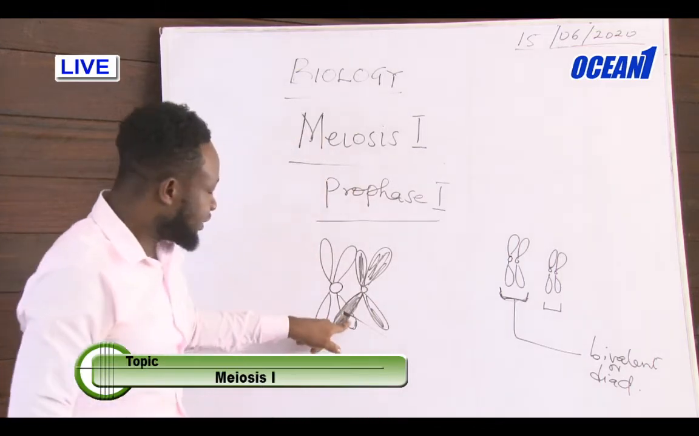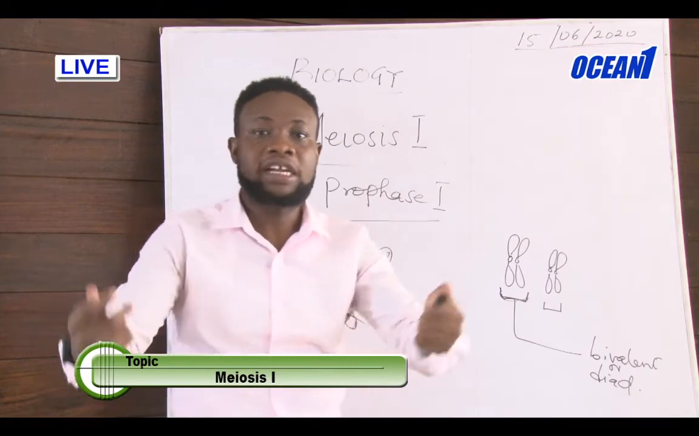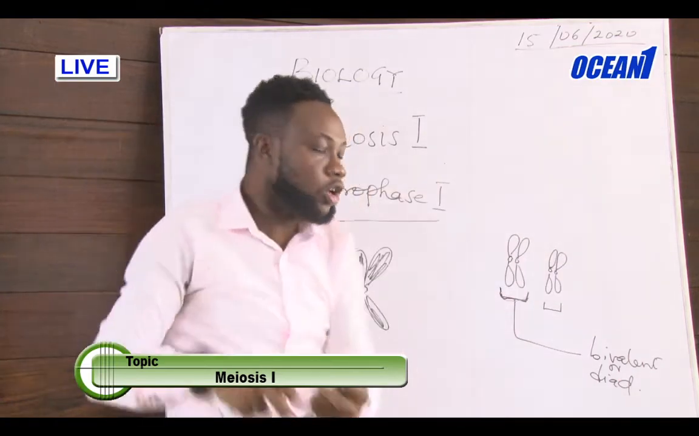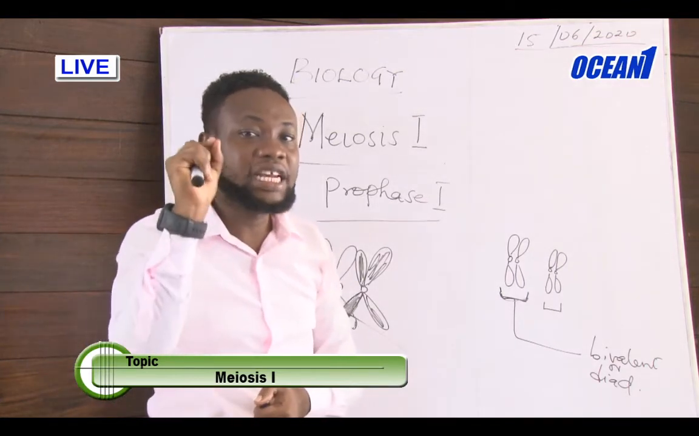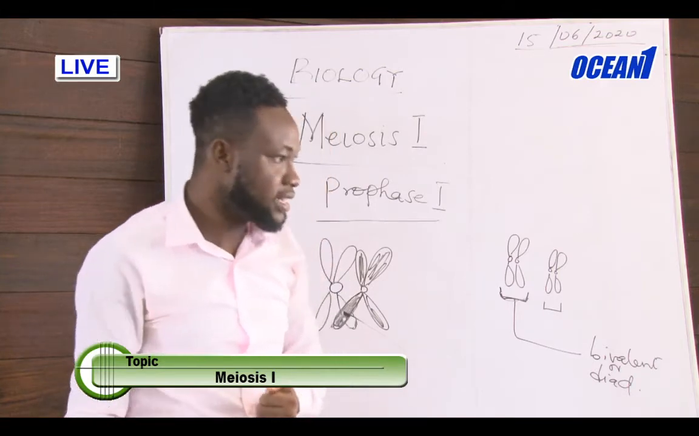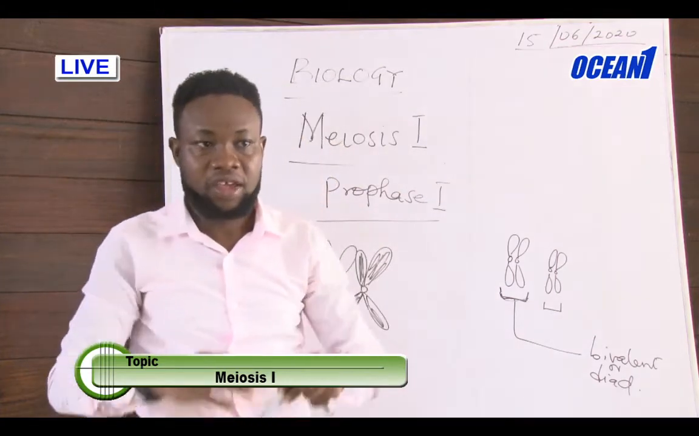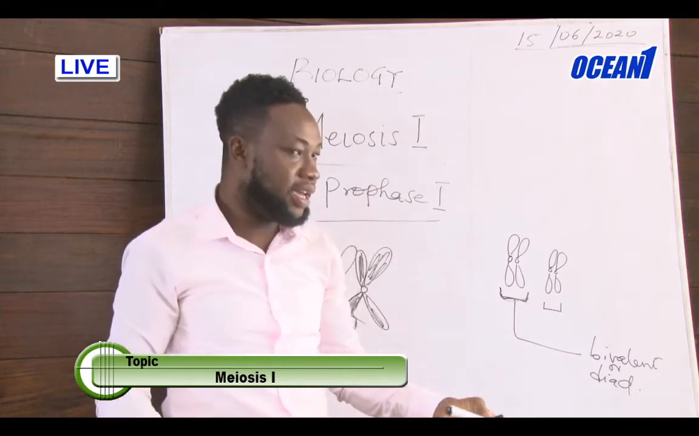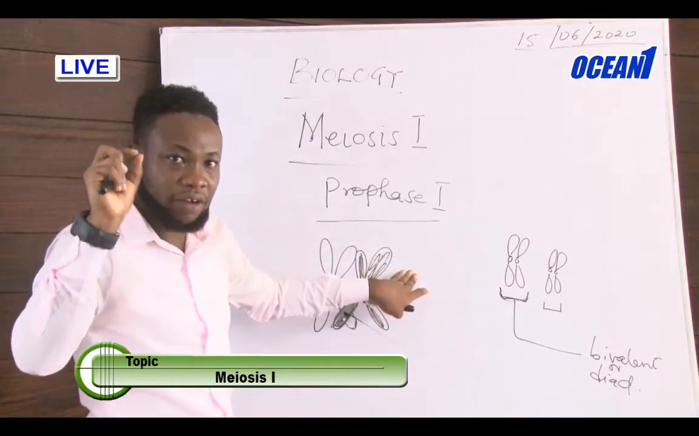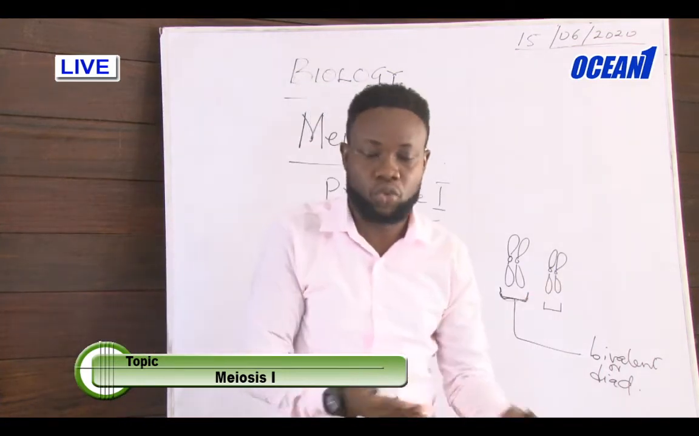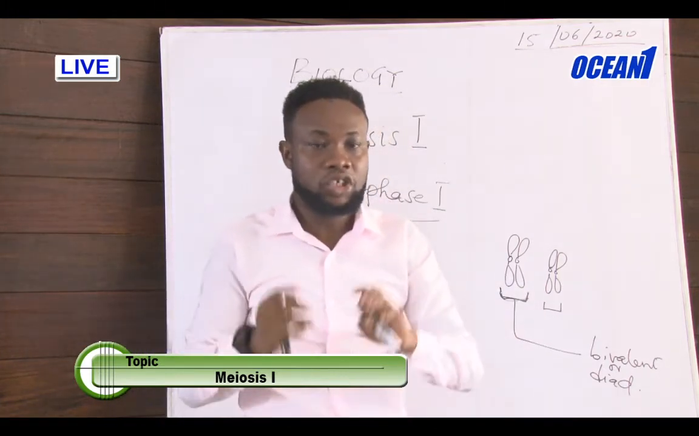All right, so the chiasmata is formed as a result of crossing over between non-sister chromatids. So when two non-sister chromatids cross over, the point of crossing over is called what? Chiasmata. All right, and this all happens in prophase one of meiosis one. Then when this happens, finally we see that the nucleolus and the nuclear membrane begin to disappear. Once there is the disappearance of the nuclear membrane, we have now moved to metaphase one. So realize that in prophase one of meiosis one, we are talking about synapsis, the bivalent, crossing over, and the chiasmata. So put all of them in mind.